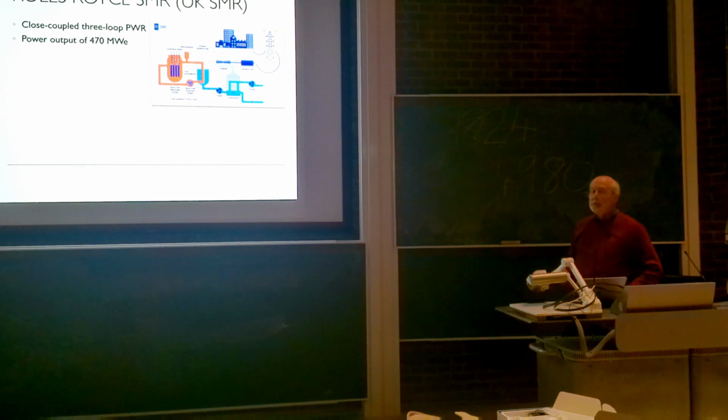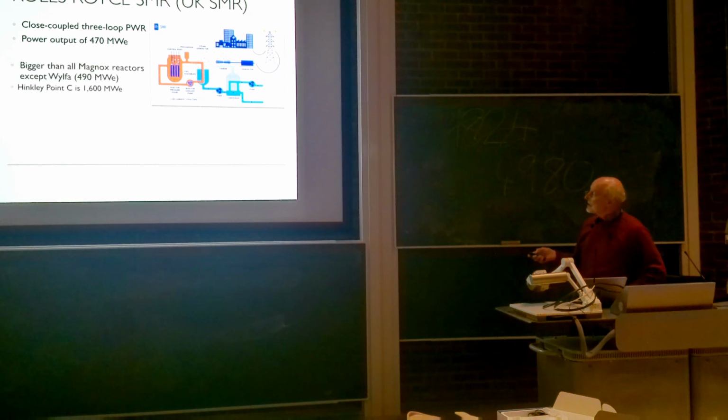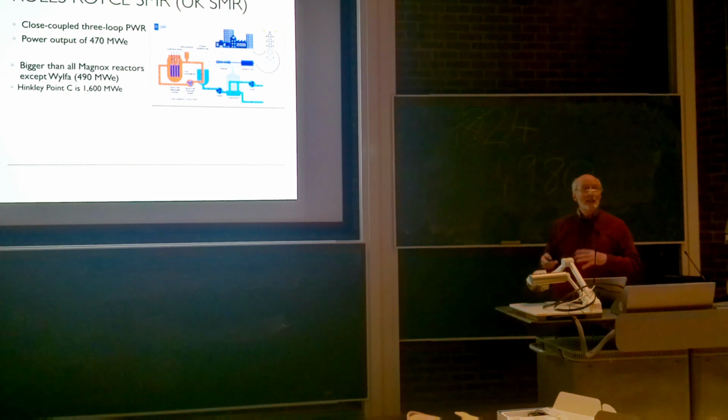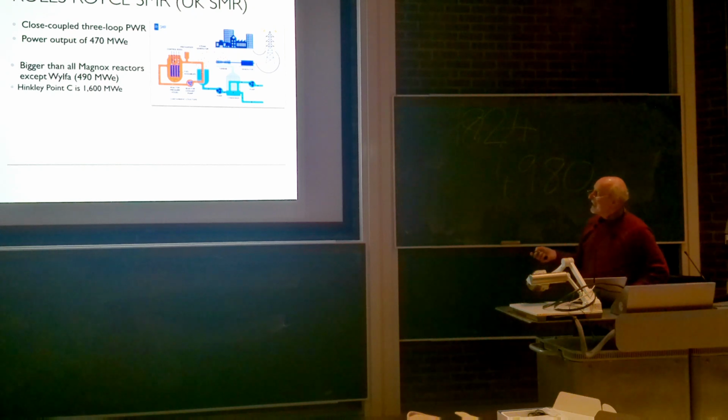Rolls-Royce SMR, they call it the UK SMR. That's their sort of tag name for this design. And it's a close-coupled 3-loop system. Wrong one again, never mind. So although this diagram just shows the 1 loop, there are actually 3 of them. Now, interestingly, the power output is 470 megawatts. Now that's bigger than what is generally considered as a small reactor. And as you can see here, most of the Magnox reactors were actually less powerful than that.